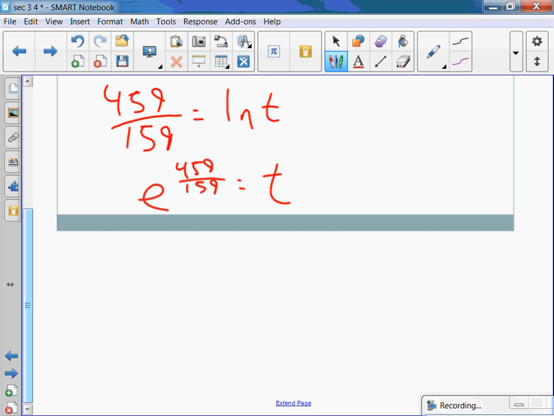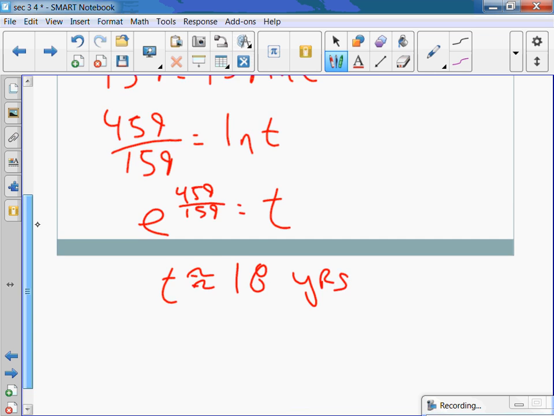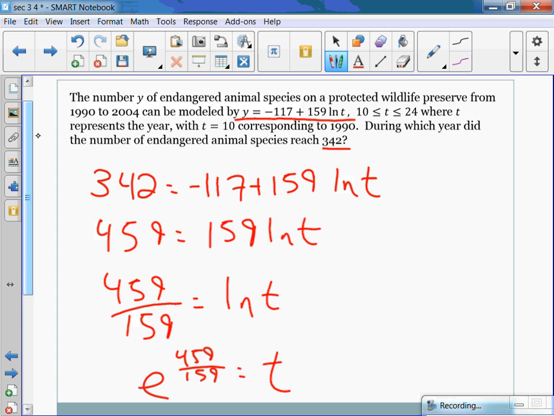Okay. So you said about what, Michael? 18 years. Is that my answer? Absolutely. Make sure you read what they've asked you to find. They didn't ask us to find how many years. They said in what year. During which year will they reach 342? So since t equals 18, and we already know from here that t equals 10 corresponds to the year 1990, t equals 18 is 8 years later, 1998.